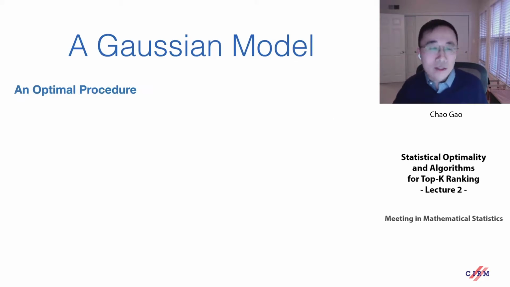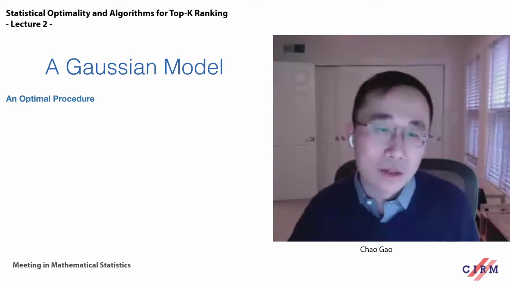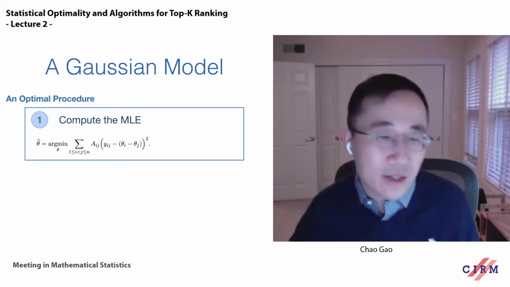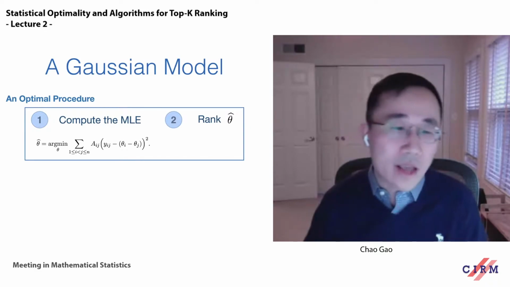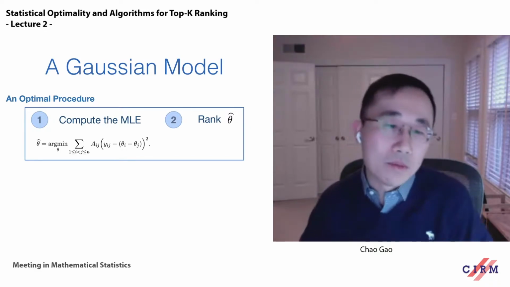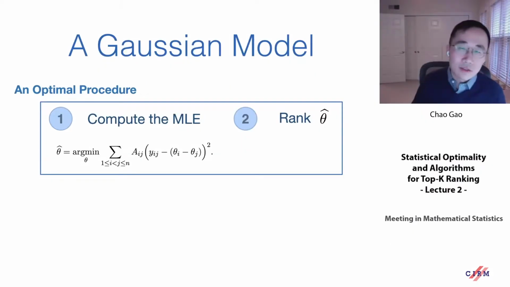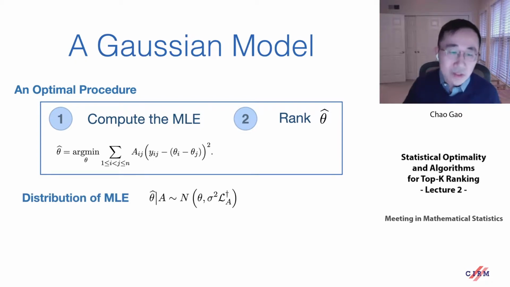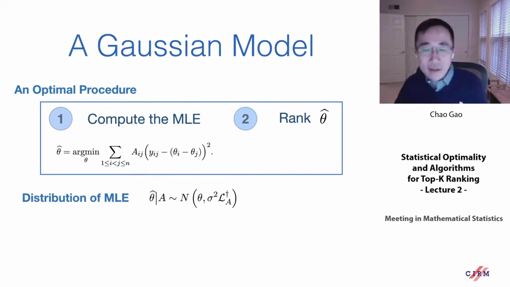All right, so the optimal procedure to achieve the minimax rate under the Gaussian model is very simple and straightforward. Just compute the maximum likelihood estimator and then rank the MLE, and this is the rate optimal procedure. And since the model is Gaussian, the computation of the MLE is just a least squares estimator, very simple to compute, very simple to analyze. And since we have the Gaussian linear model, you can exactly characterize the distribution of the estimator.